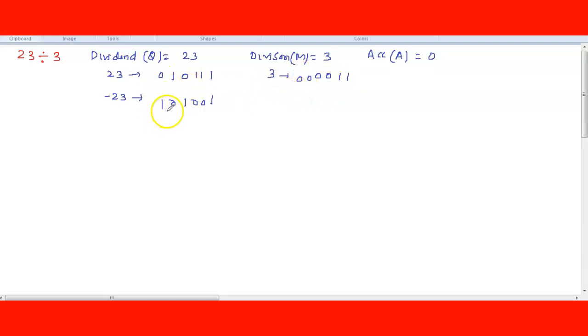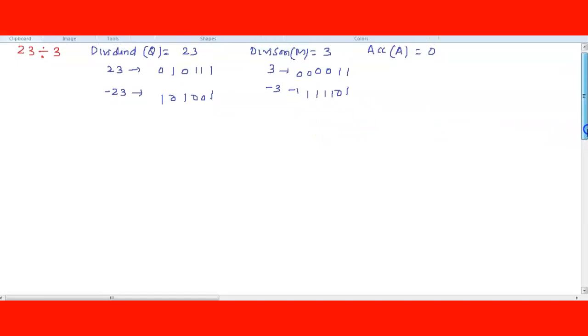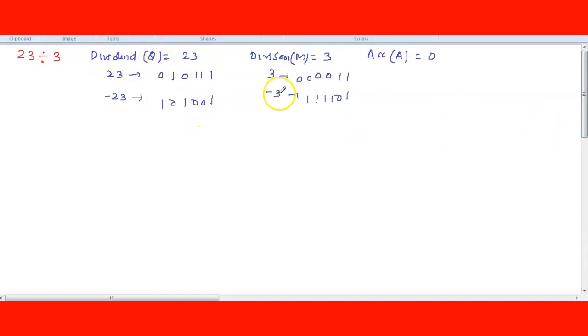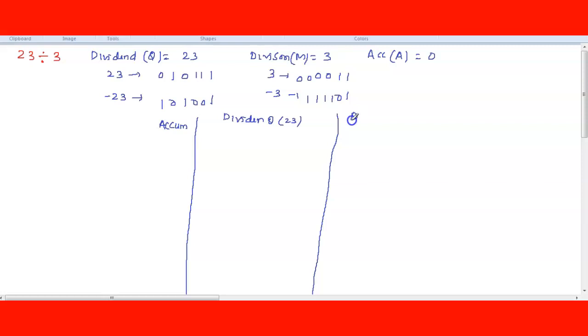Okay, 5 bit also you can take, but 6 bit means you have to perform 6 steps. Minus 3 you can write here as 1 1 1 1 0 1. We have already done this in the first complement, positive numbers and negative numbers. So let's start. This is the accumulator, this is the dividend Q which is 23, and this is the divisor M which is 3.